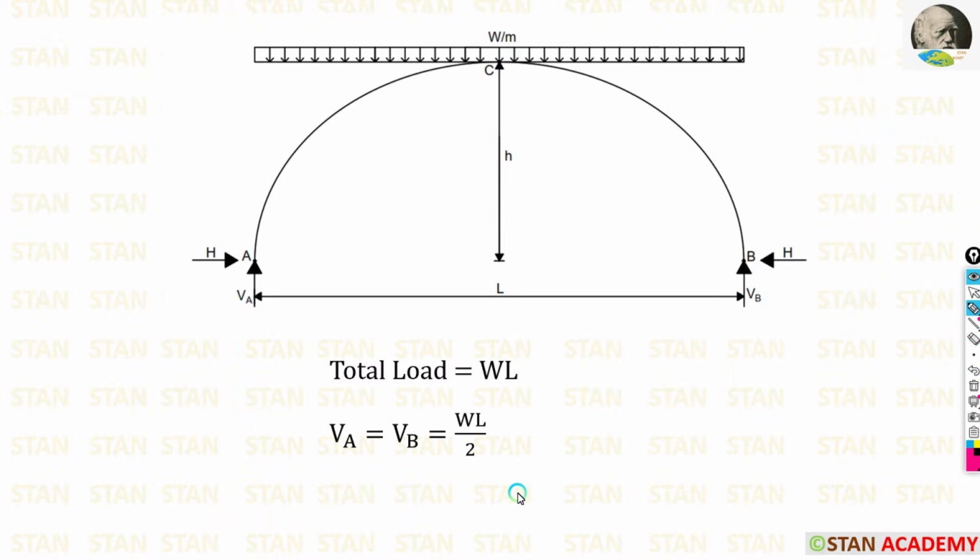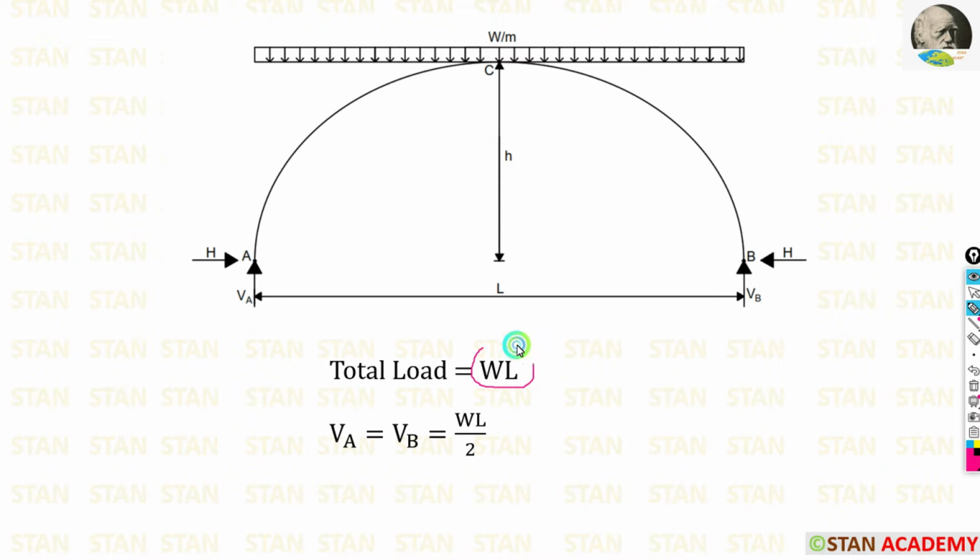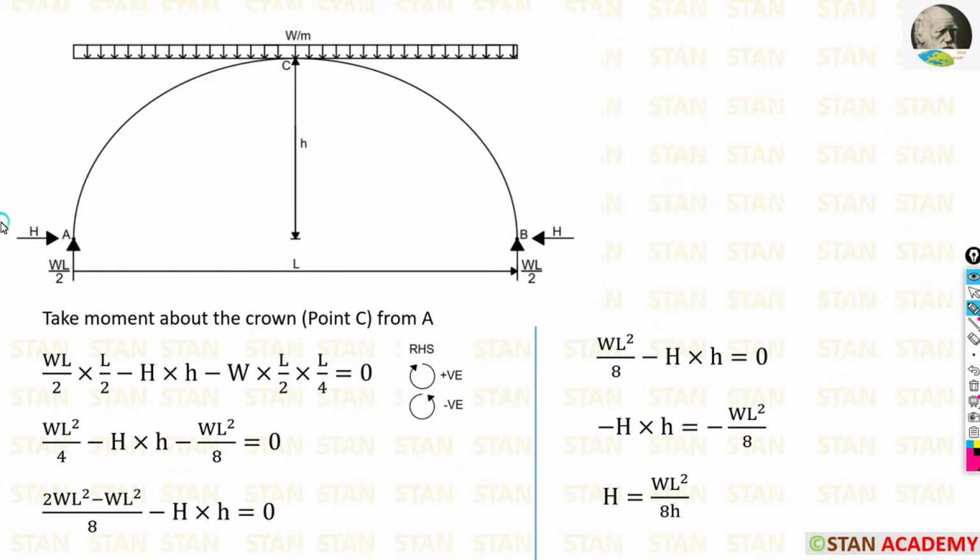In this arch, we can find out the vertical reactions VA and VB very easily because we have a symmetrical loading condition. For calculating the vertical reactions, we need to find out the total load. Here the total load is w into L. When the UDL comes, we have to multiply with the distance to get the total load. This UDL is acting for the full span, so we have multiplied w into L. VA and VB will be equal to the total load by 2, so wL by 2. Now we are going to find out the horizontal thrust in this arch.